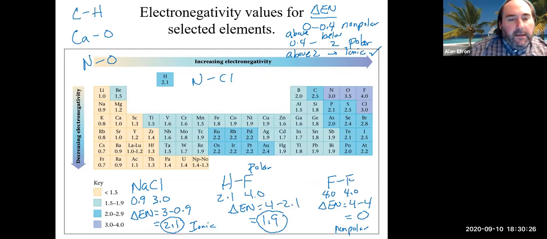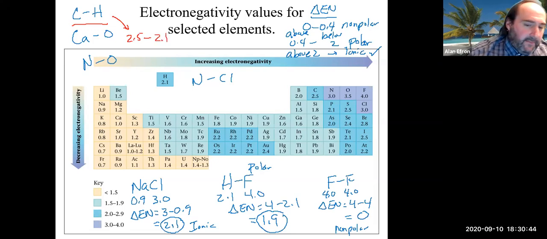Okay, so let's take a look here and see. We'll start with the carbon and hydrogen here. Carbon is 2.5, so carbon is 2.5 minus our hydrogen, which is 2.1. By the way, just do the larger minus smaller so you get a positive number. That is 0.4 for carbon and hydrogen in terms of the difference in electronegativity. So that should be a nonpolar bond. So carbon hydrogen is a nonpolar bond.